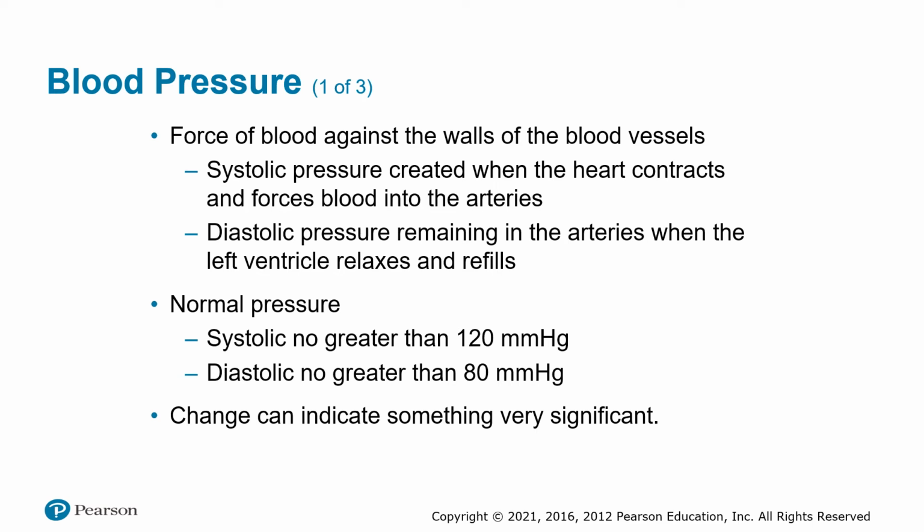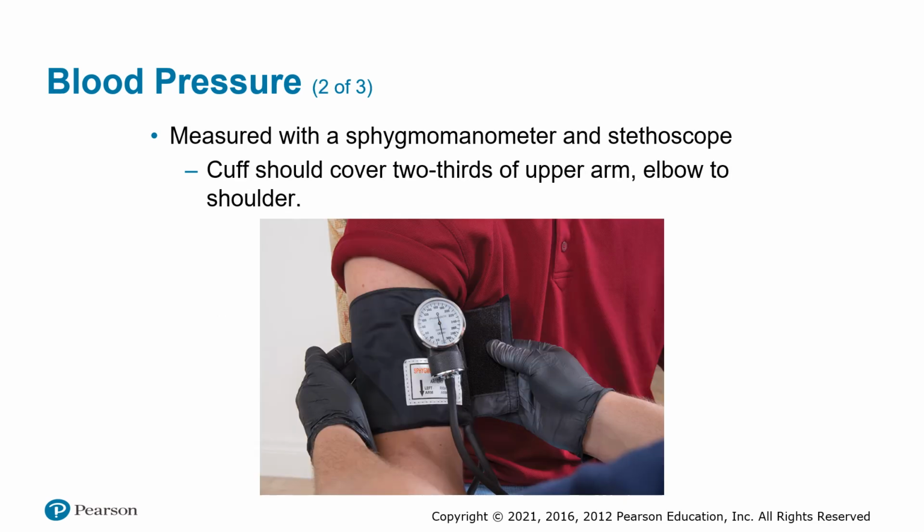AHA has actually come out and said that we're seeing a trend of normal pressures of 130 systolic and 90 diastolic. Any kind of change can indicate something very significant to those numbers. We're going to measure with a sphygmomanometer and stethoscope.